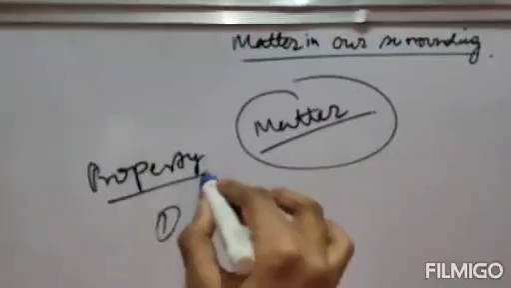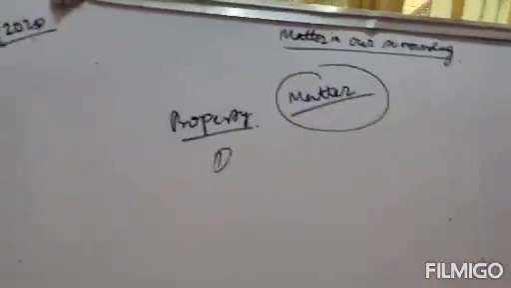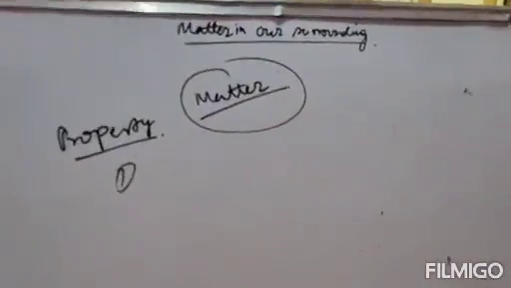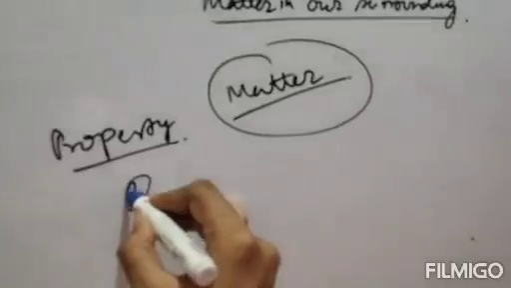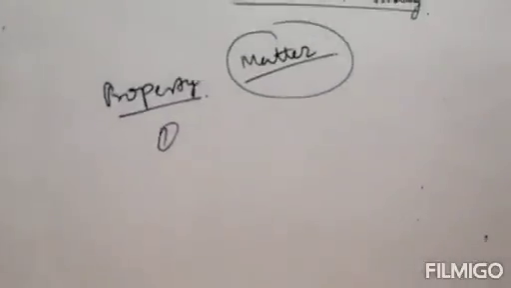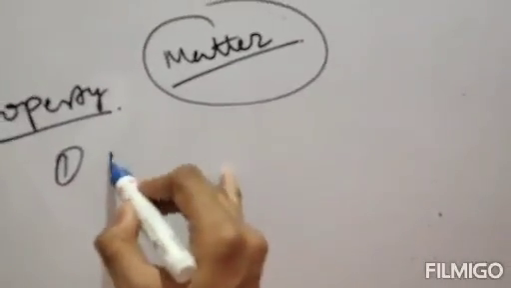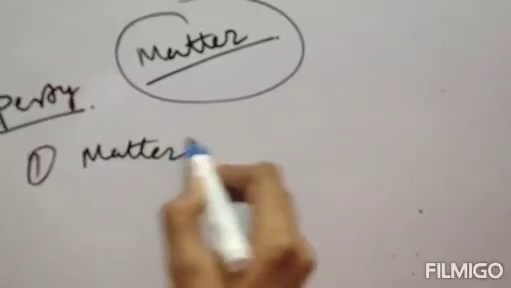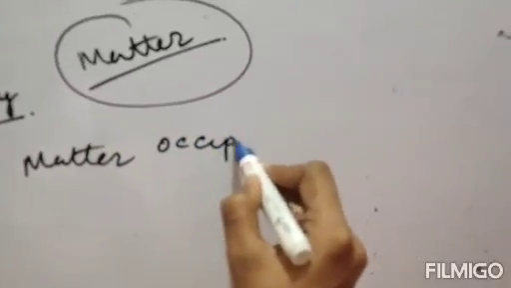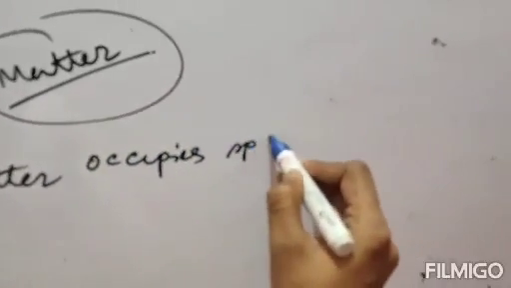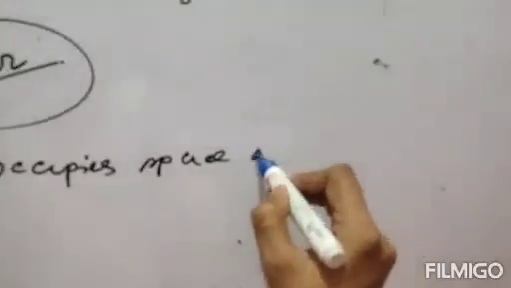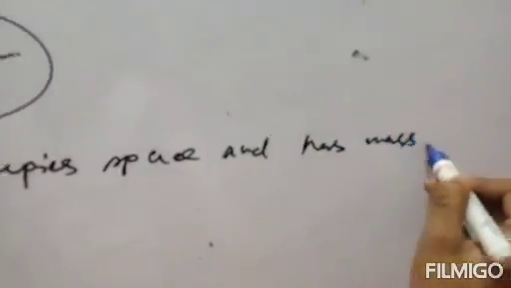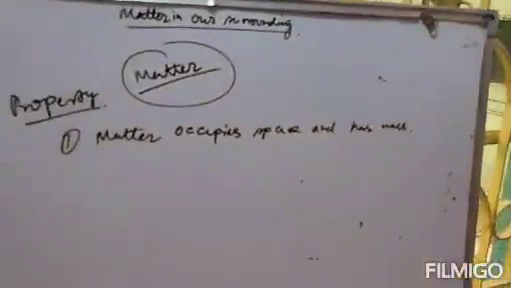property that matter is something that occupies space and has mass. Clear? Anything that occupies space and has mass, that is called matter. So number one property is matter occupies space and has mass. Number one property.